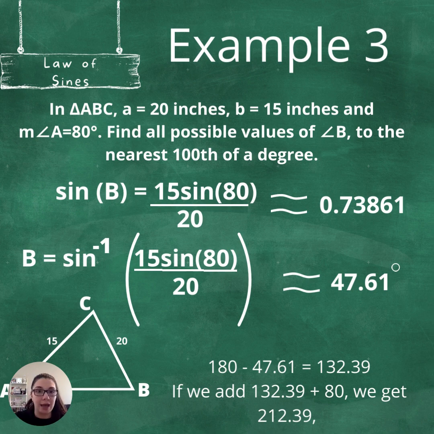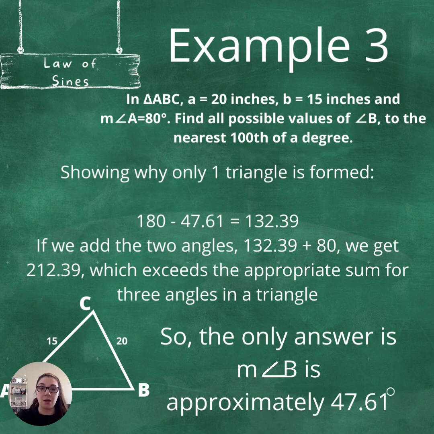Now you say to yourself, okay, if this had a second measure, like if there were 2 triangles, I would do 180 minus 47.61. I would get 132.39. But here is the problem. If you were to add 132.39 and the 80-degree angle, which is angle A, you would get 212.39, which contradicts the laws of triangles, because the interior sum of a triangle has to equal 180 degrees. So if this value exceeds the appropriate sum for the three angles in a triangle, it doesn't form two triangles, it only forms one triangle.